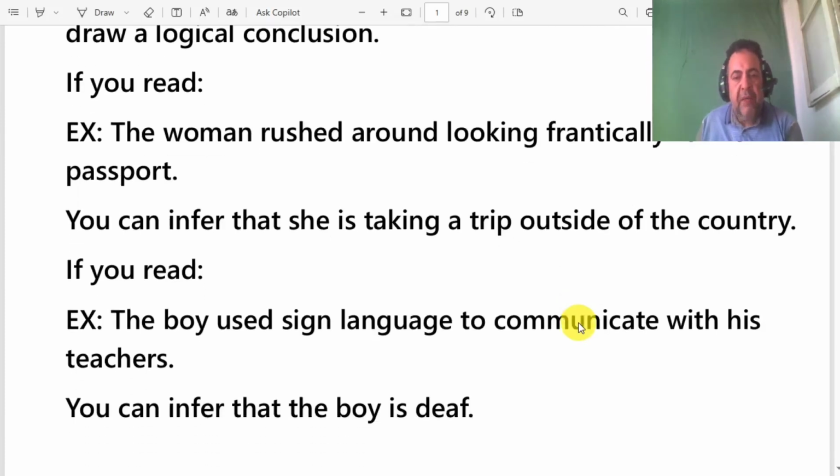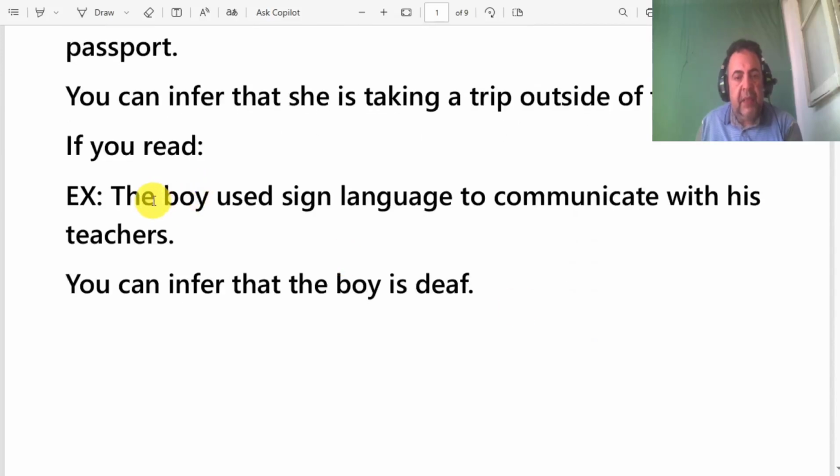This is what I mean by drawing a conclusion according to the provided information. Okay, if we have another example like this: the boy used sign language to communicate with the teacher. What is the suitable conclusion to this? We can infer that the boy is deaf, or maybe has disabilities, okay? Because he used sign language. So now it's clear to you that the conclusion should relate to the provided information. The conclusion should be reasonable and acceptable, after you think deeply about the information provided in the passage, okay?